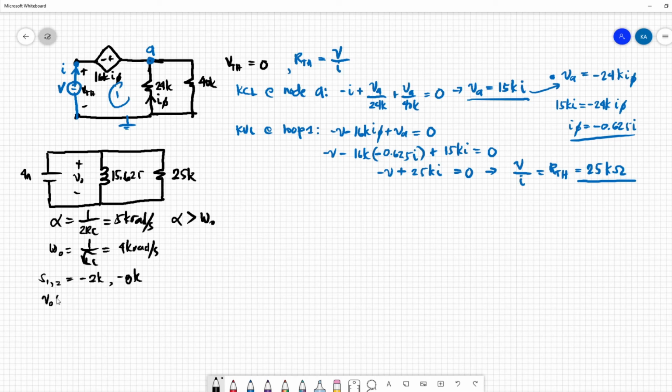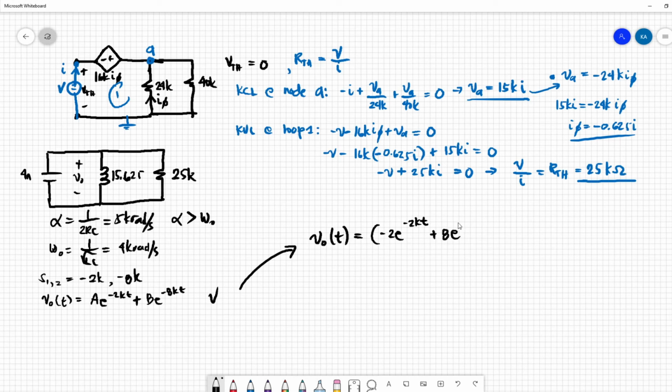So our Vo of t is just A e to the negative 2kt plus B e to the negative 8kt volts. This is the same expression as before. Solving for the values of A and B, we will get the same values. So our v of t is equivalent to negative 2 e to the negative 2kt plus 8 e to the negative 8kt, u of t.